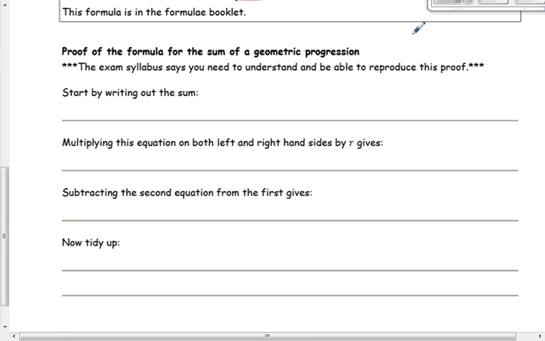C2, geometric sequences. Proof of the formula for the sum of a geometric progression. So even though you're given this step by step, I'm going to go through it. So write out the sum.